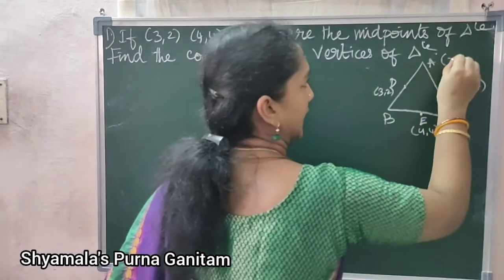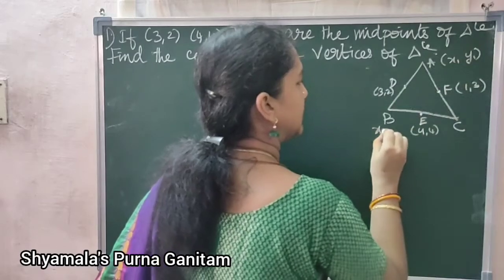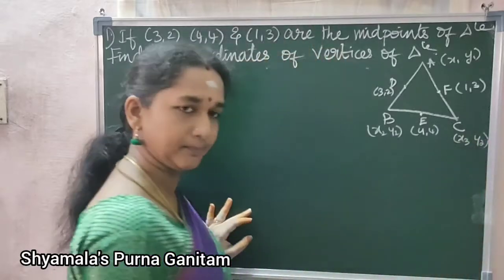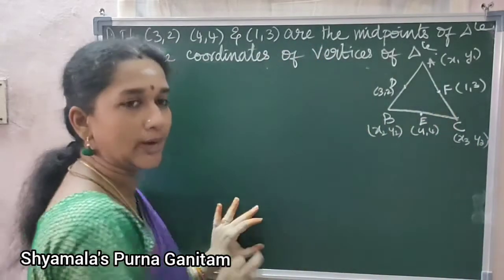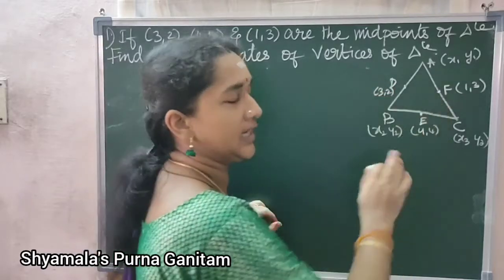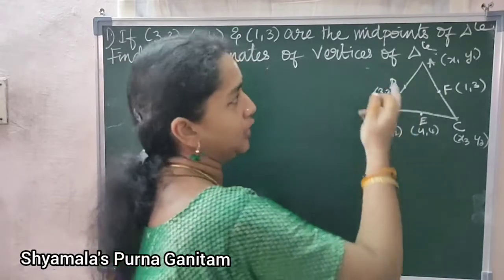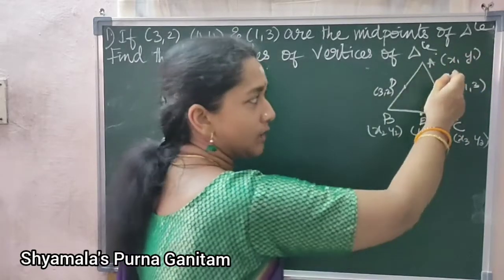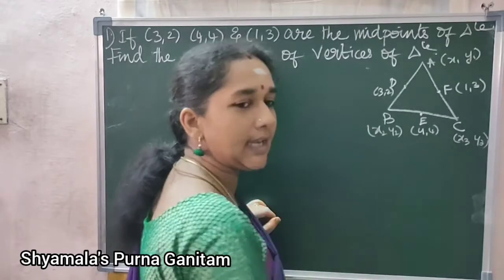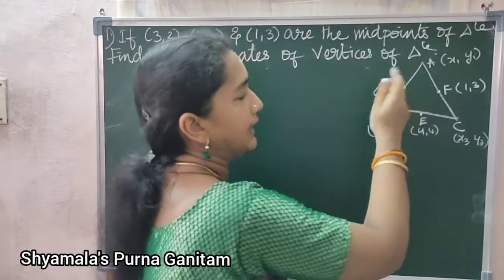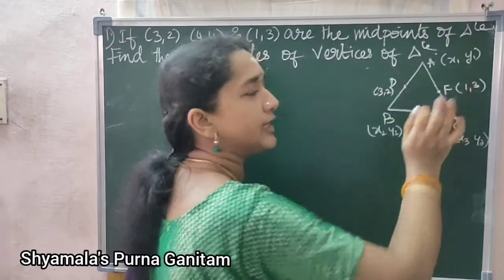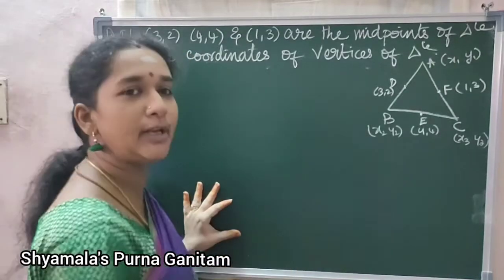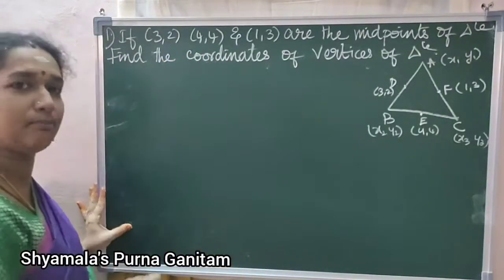You take A as (x1, y1), B as (x2, y2) and C as (x3, y3). All these things you have to write. Let. Why? Because D, E, F and so on they didn't give, so you are only naming it. You have to write: let the vertices of the triangle be A (x1, y1), B (x2, y2), C (x3, y3). D is (3, 2), E is (4, 4) and F is (1, 3). All these things initially you have to write. Now I will directly do the sum using the midpoint formula.